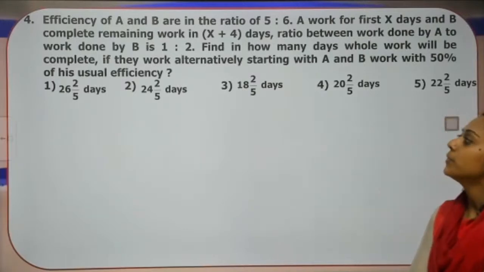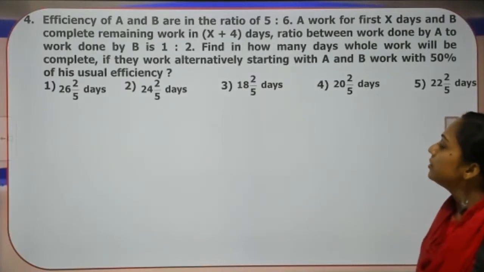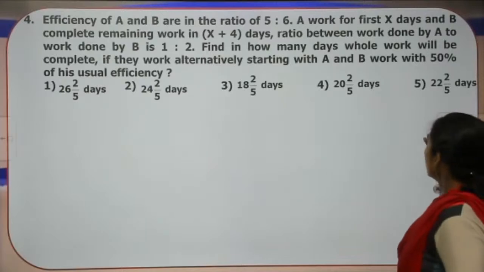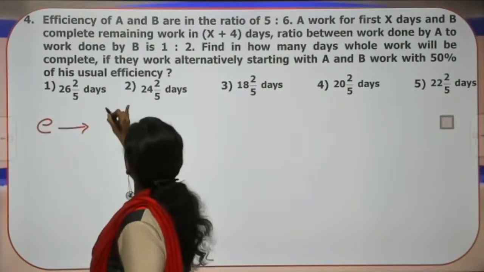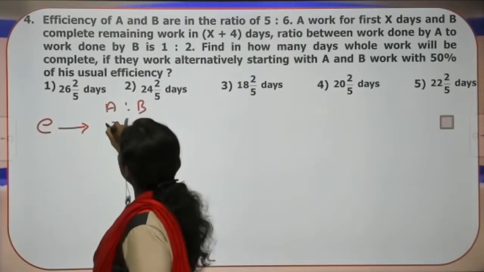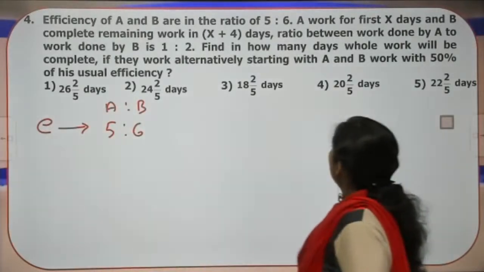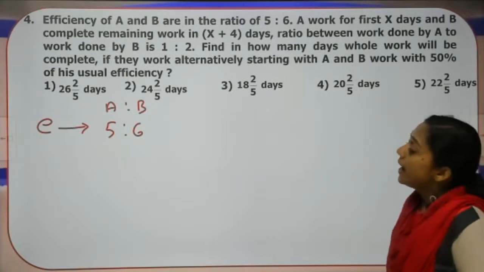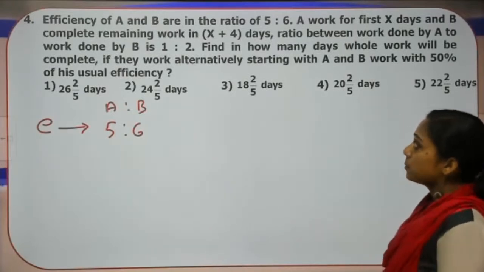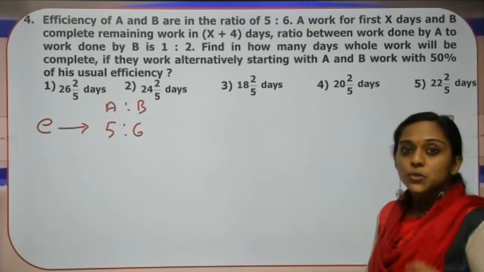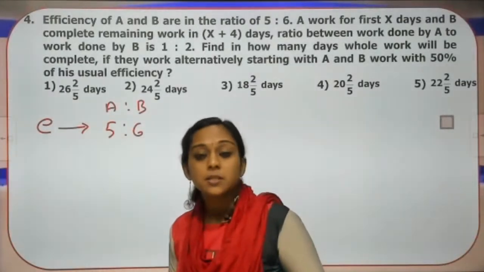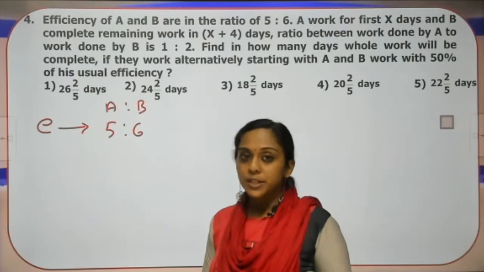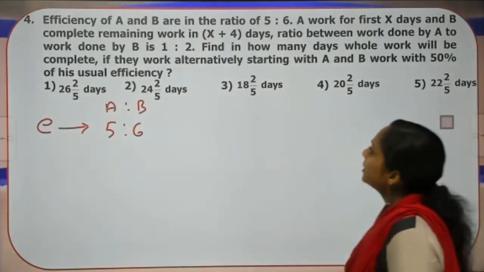Question number 4. Efficiency of A and B are in the ratio 5:6. So the efficiency ratio A is to B is 5:6. A works for the first X days and B completes the remaining work in X plus 4 days. So A worked for X days and B worked for X plus 4 days, which means the difference between their time taken is 4 days. So keep that in mind.